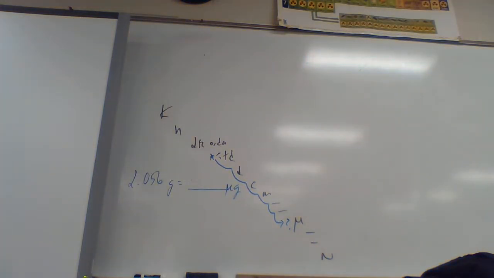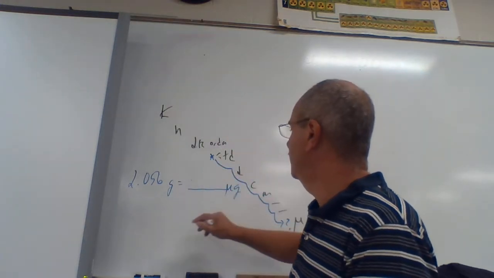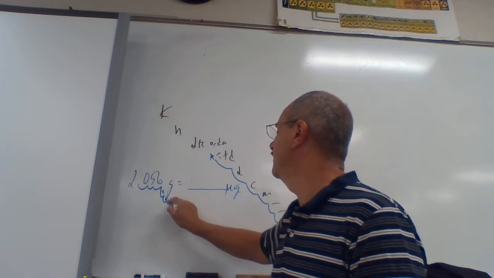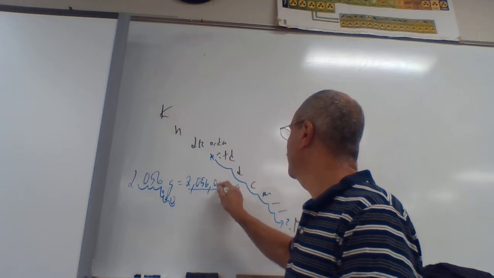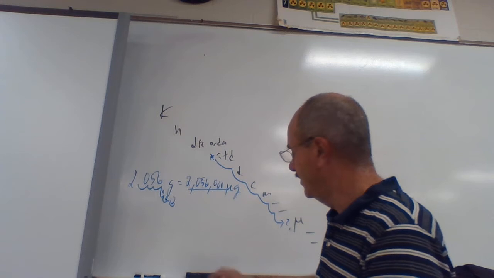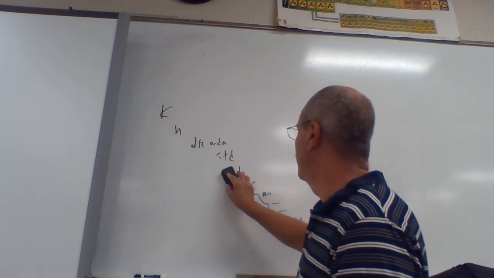So, oops, sorry, hold on. Right. So we want 6 to the right, so we gotta go 1, 2, 3, 4, 5, 6. So I need some 3 zeros. So it's 2,056,000 micrograms. All right, next one. Let me get rid of all these.